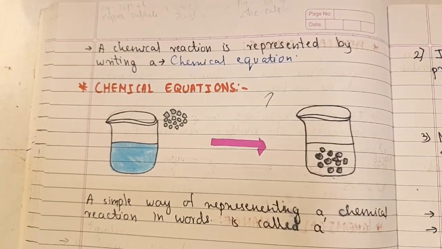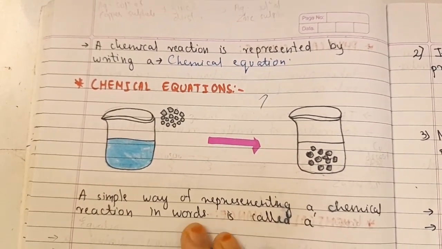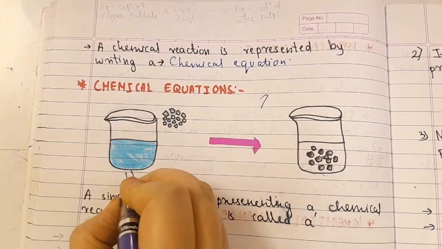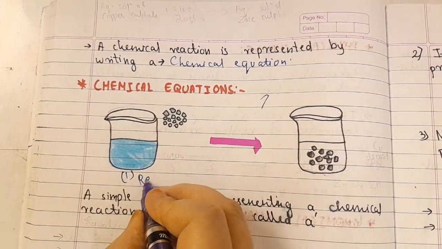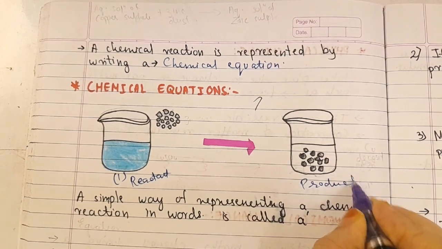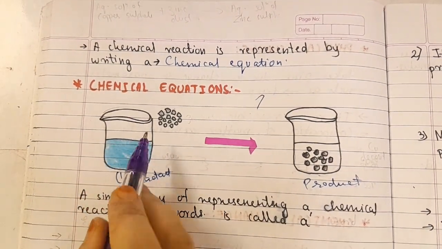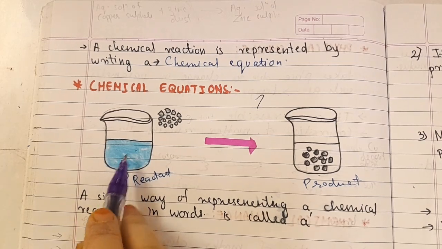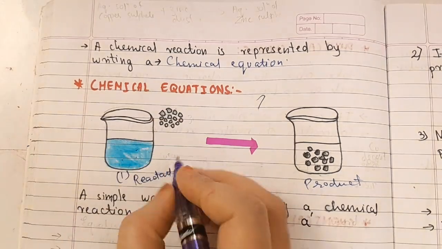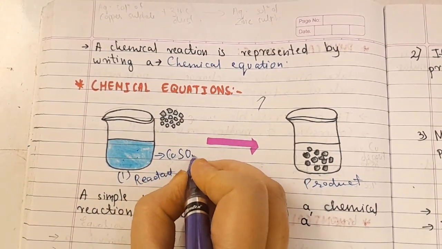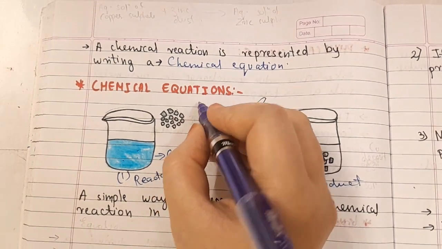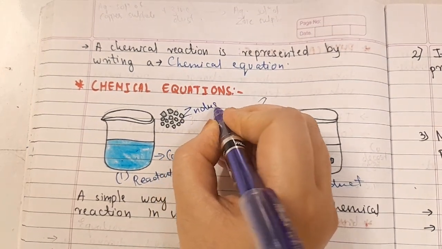Alright, now let us discuss the chemical equation. Here I have shown one activity. Here two beakers are there. Beaker 1 is the reactant side and the other is the product side. In the reactant side we have a beaker which contains a blue colored solution of copper sulphate. This blue color is just because of the copper sulphate in the beaker. And here I have zinc particles or zinc dust.